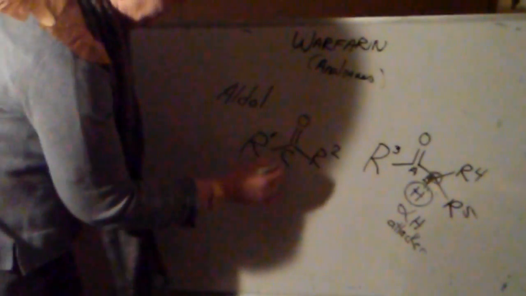I always call this carbon here A, this B, and this C. I always call this carbon the attacker. This is not official terminology, this is my terminology. And then I call this carbon here, C, the attackee. Okay? Attacker, attackee. All right?